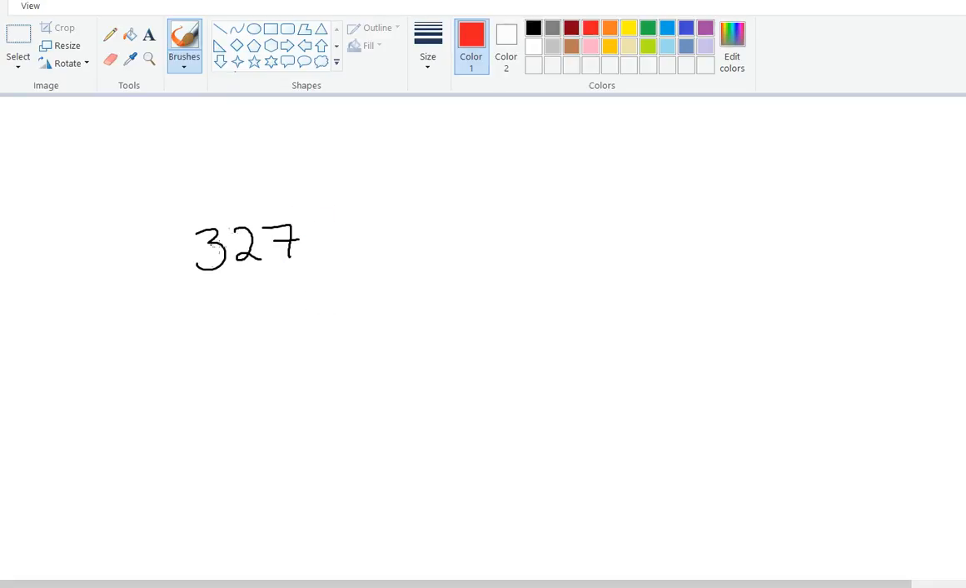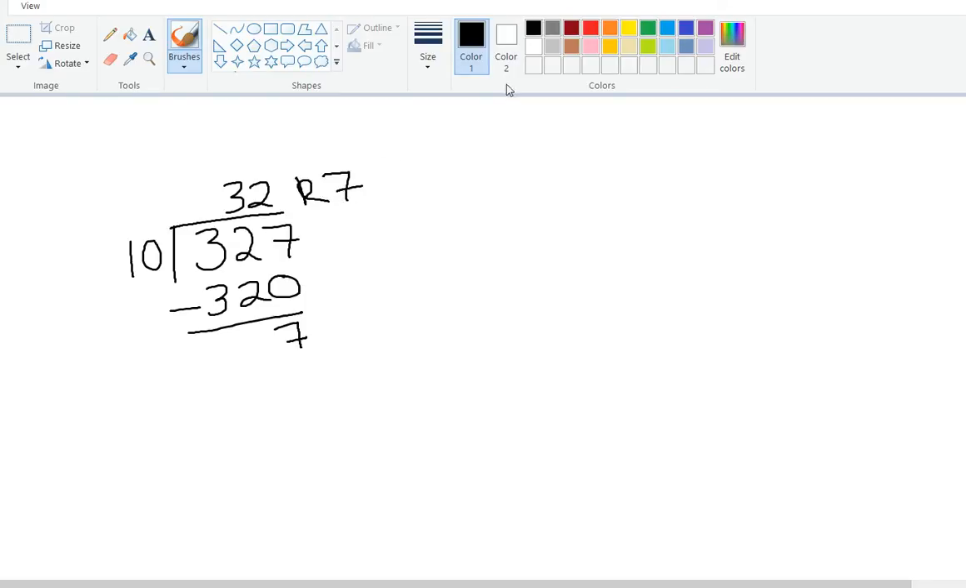Well, when we're doing that, because this is in base 10, what we're really doing is we're taking this number and we're dividing it by 10. Now, when we divide 327 by 10, we get 32, because we have 32 times 10, you put a 0 at the end of 32, and you get 320. And this gives us a remainder of 7. Notice that this remainder here is the same as this last digit.